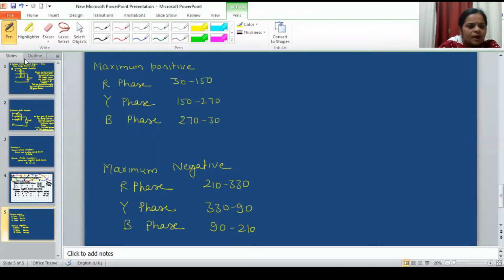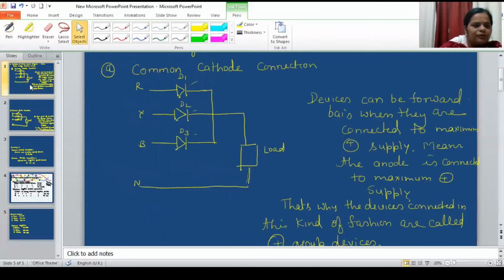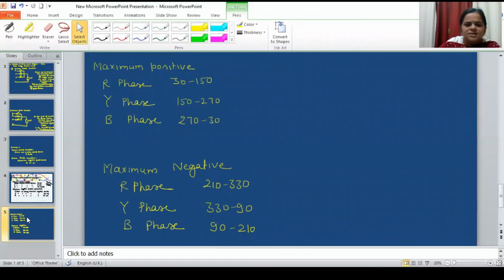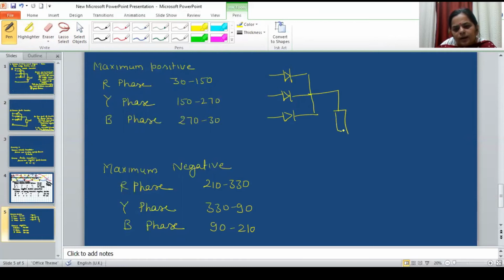Now, as I already told you, in the common cathode configuration D1 is connected to the R phase, D2 is connected to the Y phase, and D3 is connected to the B phase. So let us again draw the common cathode connection. This is your common cathode connection, and here it is a load. This is D1, D2, D3. This is R, Y, B. So of course in this duration D1 is going to be forward biased.